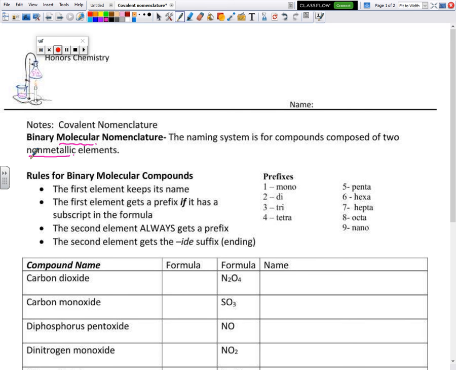So basically it's this set of rules. The first element keeps its name. The first element gets a prefix if it has a subscript. The second element always gets a prefix. Always. The second element gets a suffix "-ide." Always. So these are the prefixes that you need to put in your steel trap. Mono meaning 1, di meaning 2, tri meaning 3, tetra meaning 4, penta 5, hexa, hepta, octa, nona, and so on.